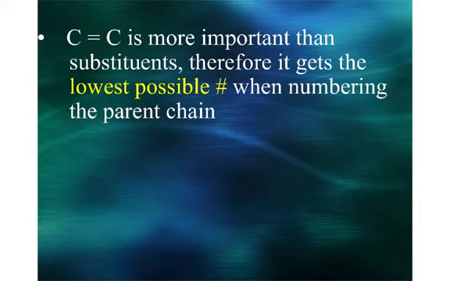The C double bond C is the most important part of our carbon chain now. So when it comes to numbering our parent chain, usually it's substituents that we give the lowest numbers. That has now been bumped down. They're now second best. The double bond is now the first priority, so we are going to give it the lowest possible number. So if the double bond is closer to the left, we number from the left, regardless of what substituents are doing. Double bond's closer to the right, we number from the right, regardless of what substituents are doing.